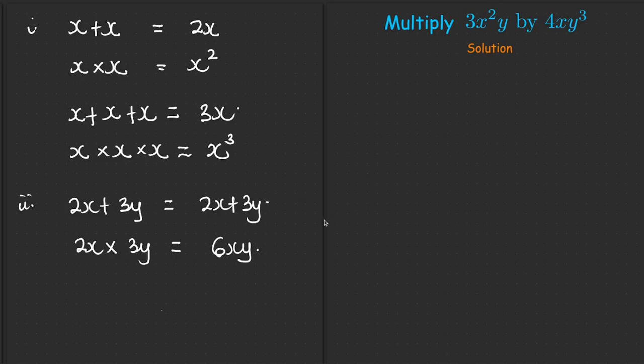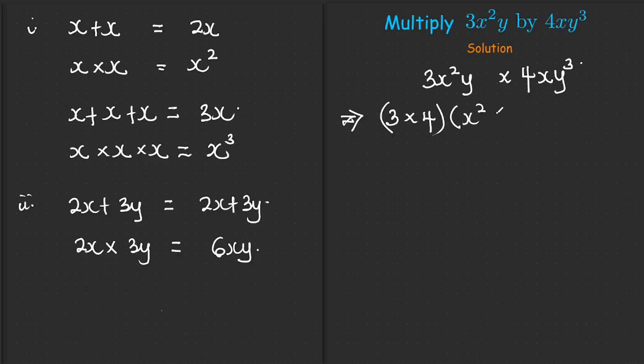So for this example, we have 3x squared y multiplied by 4xy cubed. Now we apply the same set of rules. 3 multiplies 4 to give us 12. Then applying the laws of indices here, let me simply write everything together. So we have 3 multiplying 4, and then x squared multiplying x, and then y multiplying y cubed.